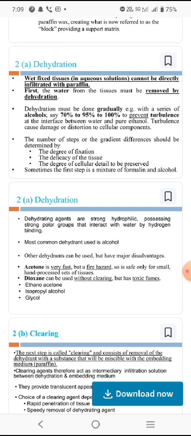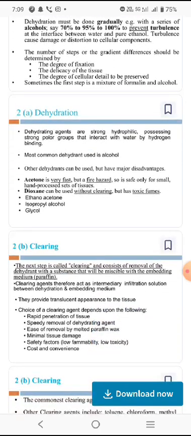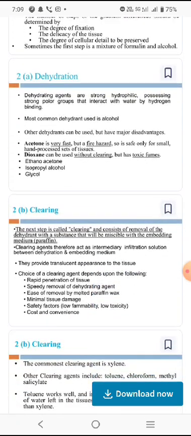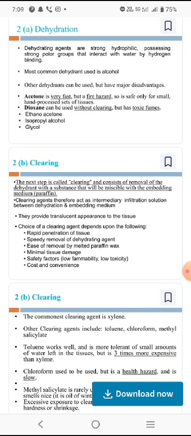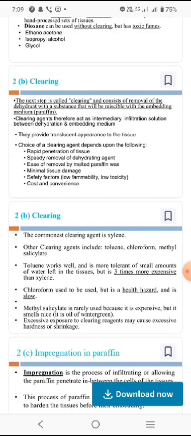Sometimes the first step is a mixture of formalin and alcohol. Dehydration agents are strongly hydrophilic, possessing strong polar groups that interact with water by hydrogen bonding. Ethanol is the dehydrant used in regular processing. Other dehydrants can be used but have major disadvantages. Acetone is very fast but is a fire hazard, so it is safe only for small hand-processed sets of tissue. Dioxane can be used without clearing but has toxic fumes. Ethyl acetate and isopropyl alcohol are also used for clearing.